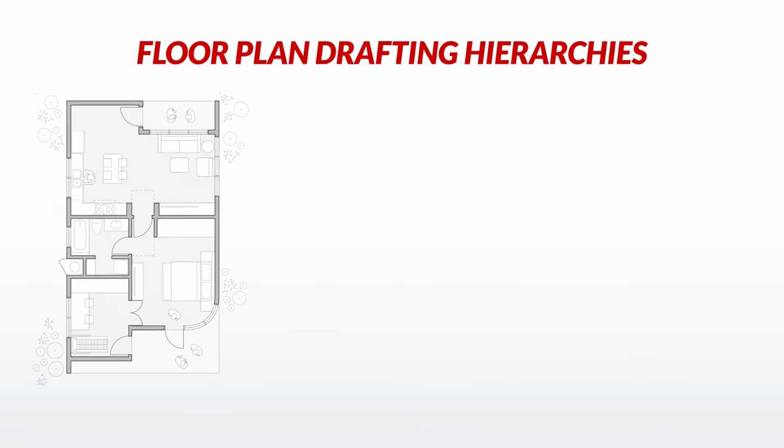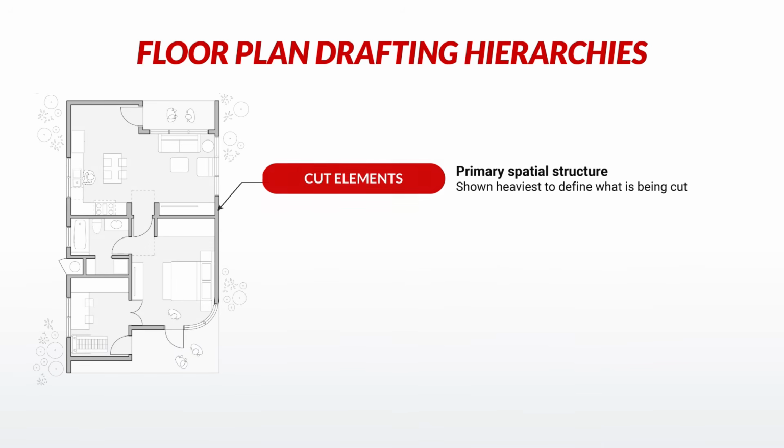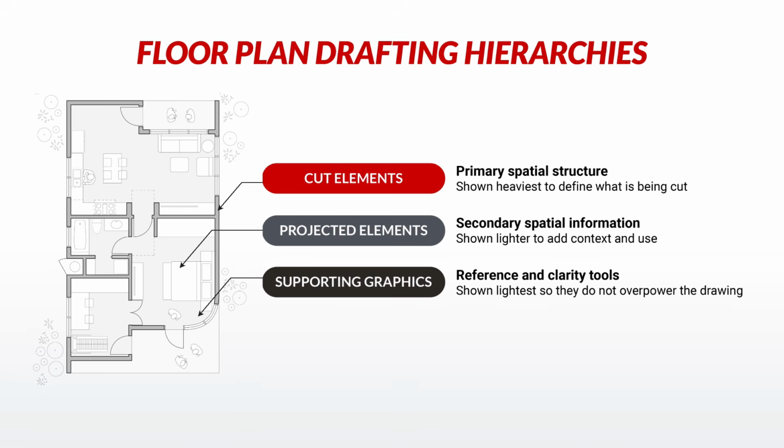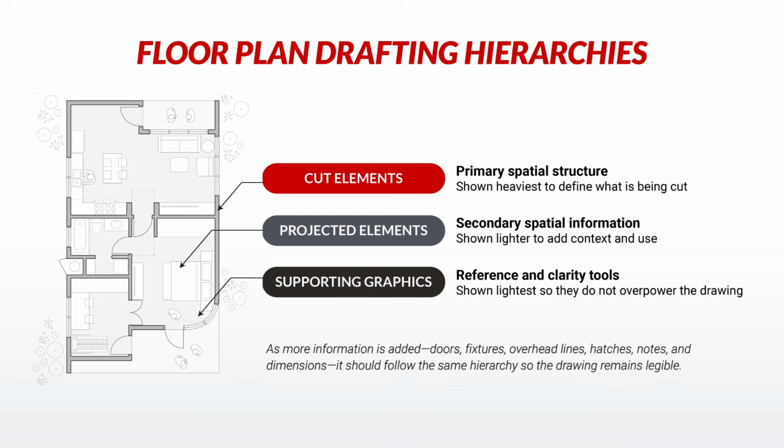Drafting hierarchy is what makes a floor plan easier to read. Cut elements define the primary spatial structure and read heaviest. Projected elements such as doors, windows, fixtures, and furniture read lighter to provide context and show how the space is used. Supporting graphics including hatches, dimensions, and notes read lightest so they clarify the drawing without overpowering it.